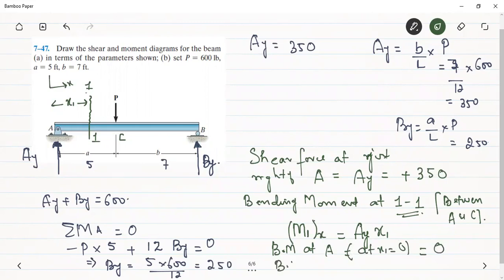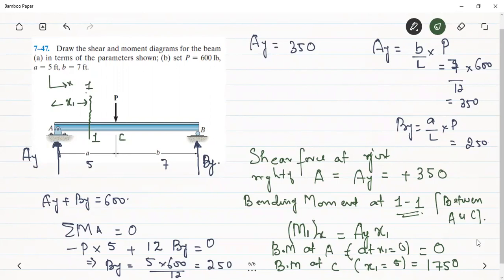What will be the bending moment at C? Then I have to take x1 equal to 5. That will be equal to AY into 5, that is 350 into 5, which is equal to 1750 pound-feet. So this is the bending moment calculation at this section.